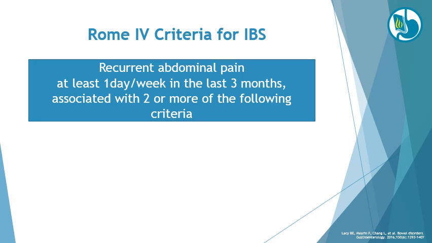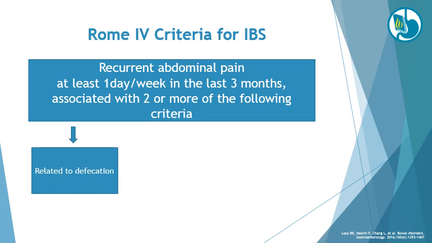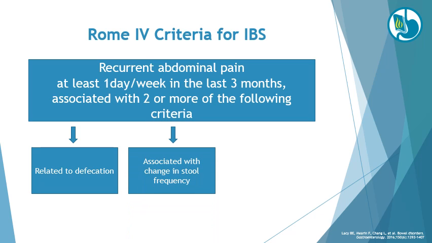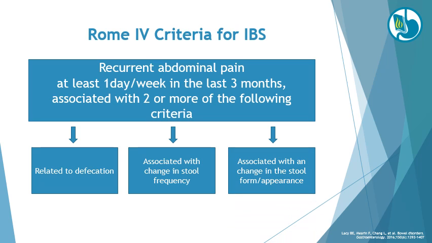So let's review the Rome-4 criteria for IBS. Our patients must have recurrent abdominal pain at least one day out of the week in the last 3 months, associated with 2 or more of the following criteria: related to defecation, associated with a change in stool frequency, or associated with a change in the stool form or appearance. This criteria must be fulfilled for the last 3 months with onset of symptoms 6 months prior to diagnosis.